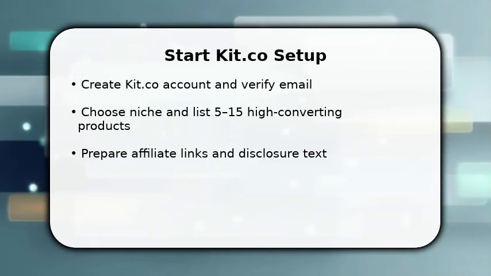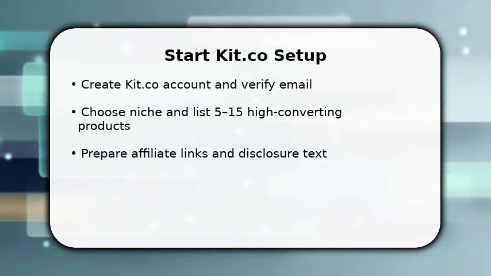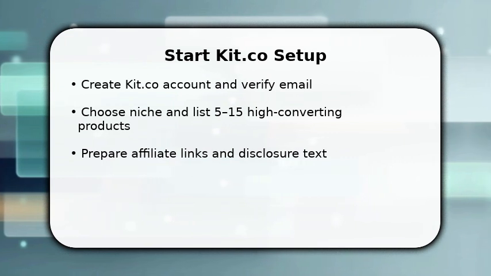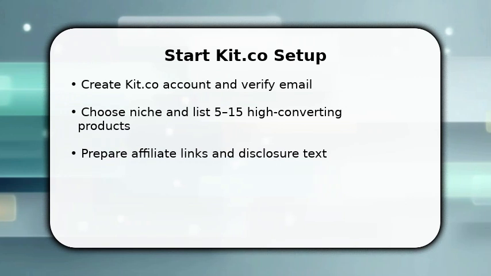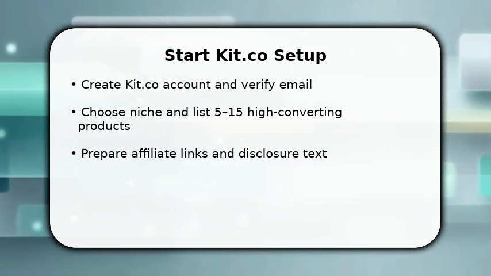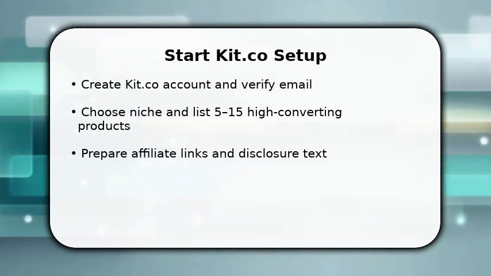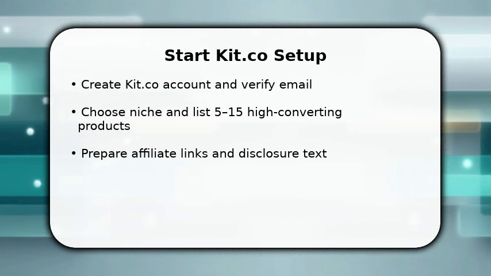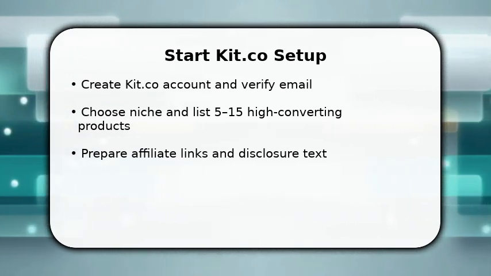You begin by signing into Kit and confirming your email. This unlocks list creation. Once done, pick a focused niche so your curation targets a clear audience. Next, add 5 to 15 products that actually solve a problem and paste your affiliate links into each item. Make sure to include a short, transparent disclosure at the top of the kit. This gets you live quickly and legally with a product mix optimized for click-through and conversions.